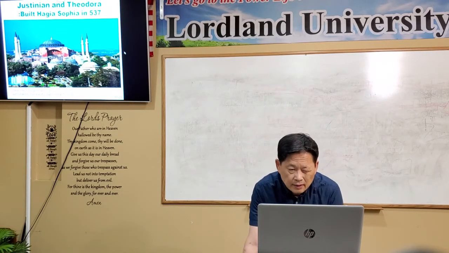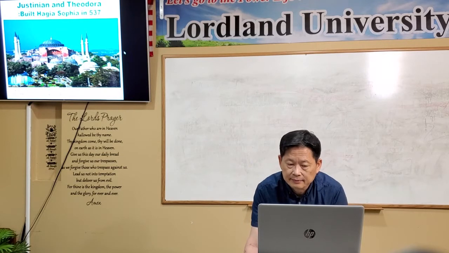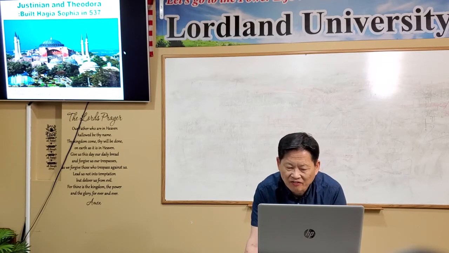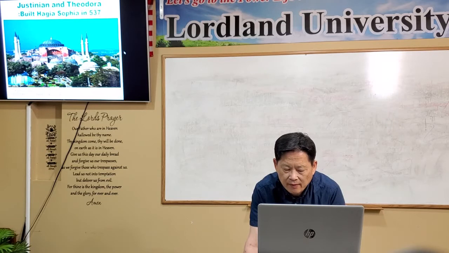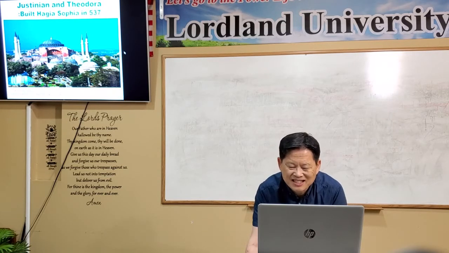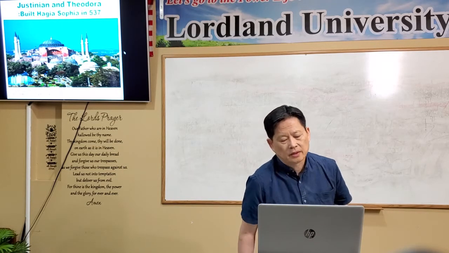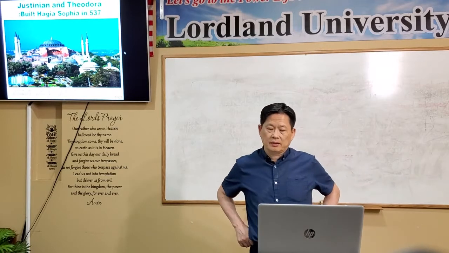Okay. Justinian and his wife Theodora built Hagia Sophia in 537. The former name was Basilica of Saint Sophia. The original name, Basilica of Saint Sophia, was changed to Hagia Sophia. Okay?